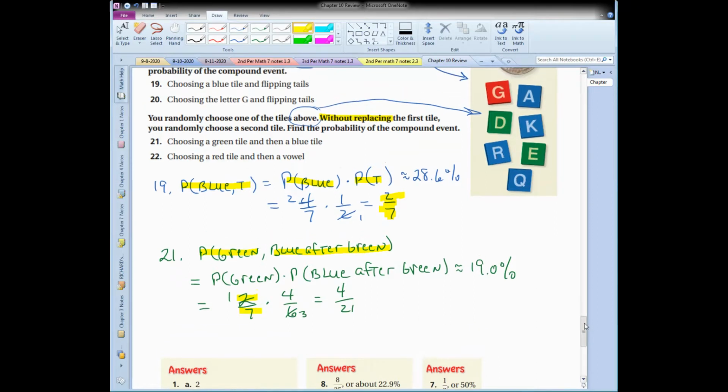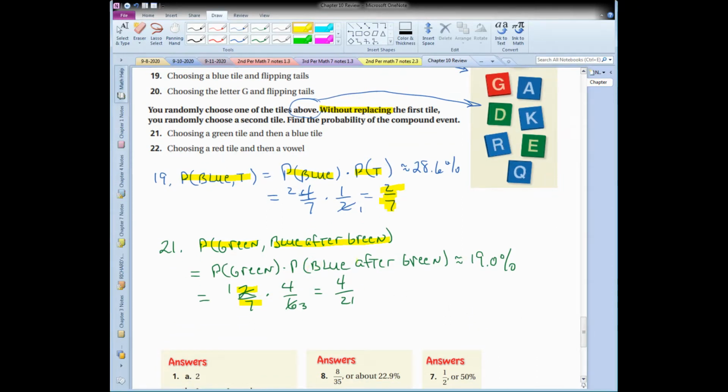And then the probability of choosing blue after green. So if I take out one of the green tiles, let's say this one, then look down here. There are no longer 7 tiles to choose from. So the likelihood of choosing a blue has changed. That's why these are dependent. And so you do the math, you get 4/21, or about 19%.